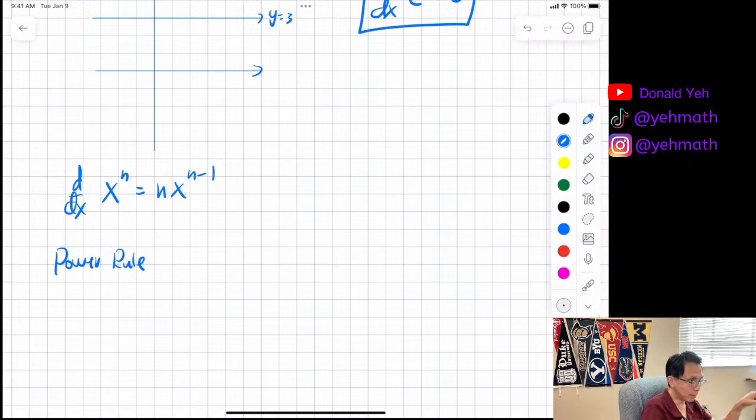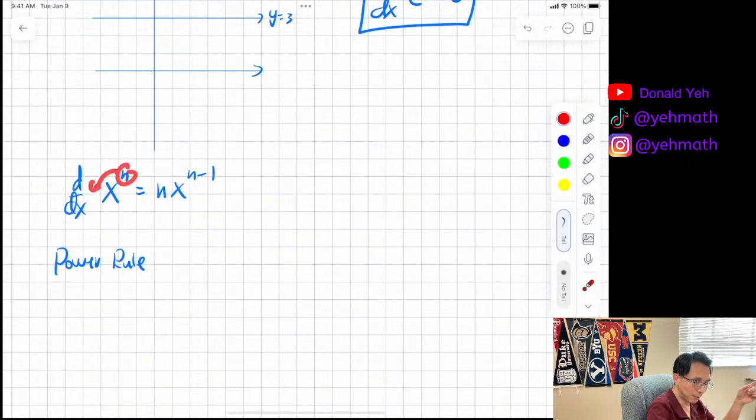The n that's in the front. So this n is going to drop in the front. So I'm going to show you what happened. This n is going to drop to the front, becomes n here, right? And this power here becomes subtracted by 1. And that's the only thing you have to do.